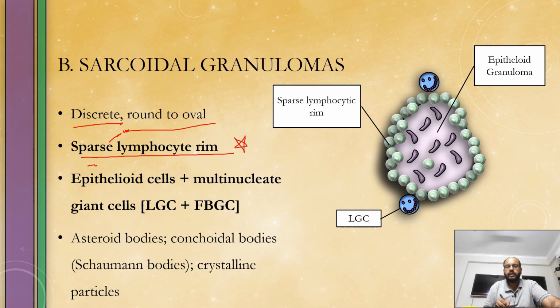And this is a very important differentiation factor between tuberculoid and sarcoidal granulomas. In sarcoidal granulomas, the lymphocytic rim is sparse. That means it is less. You might see lymphocytes, you might not, but the rim is not as prominent as you see in tuberculoid granulomas, where the lymphocytic rim is very prominent. Okay. Now, again, the granulomas are composed of epithelioid cells with multinucleated giant cells, and both types of giant cells, Langerhans giant cells and foreign body giant cells, are seen, but majorly we see Langerhans giant cells. Now, in sarcoidal granulomas, as the name suggests, the prototypic disorder is sarcoidosis.